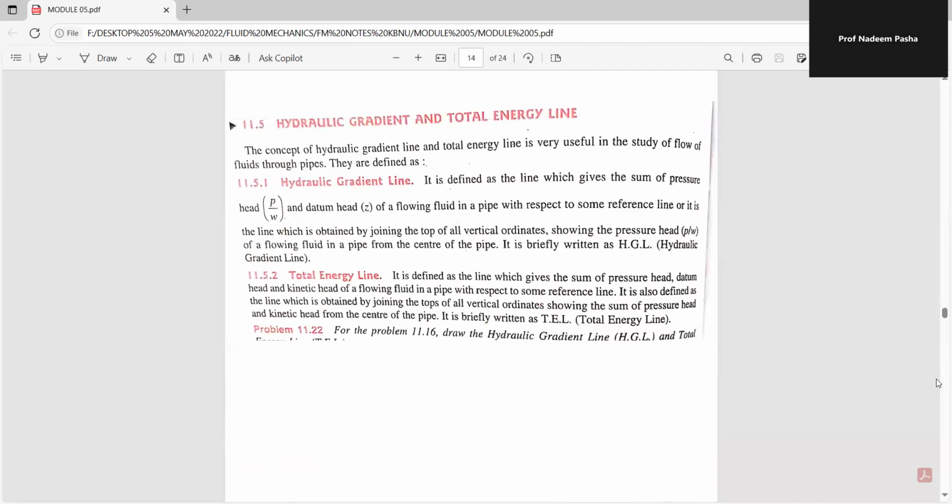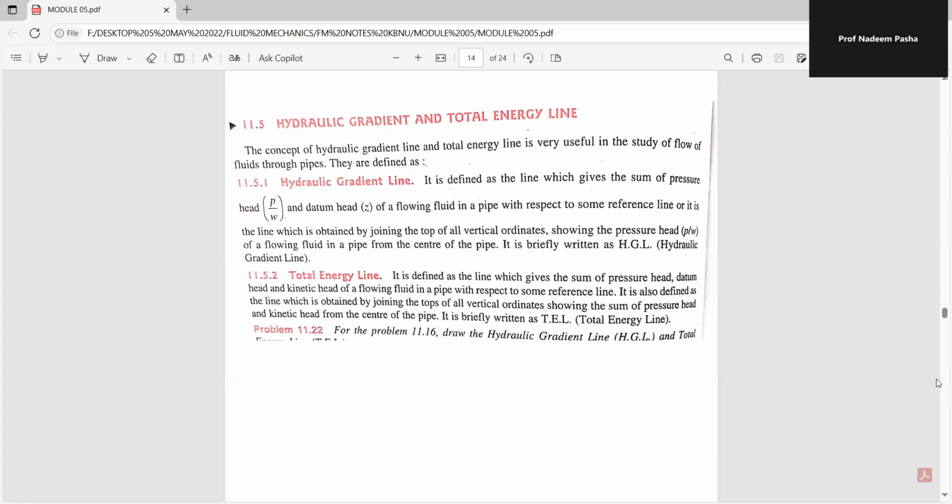Now we need to understand what we mean by hydraulic gradient line and total energy line. The concept of hydraulic gradient line and total energy line is useful in the study of flow of fluids through a pipe. Hydraulic gradient line is defined as the line which gives the sum of pressure head and datum head of a flowing fluid in a pipe with respect to some reference line. It is obtained by joining the top of all vertical ordinates showing the pressure head of the flowing fluid in the pipe from the center of the pipe, briefly written as HGL.